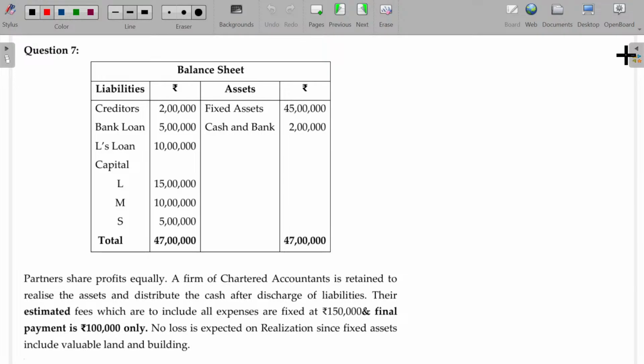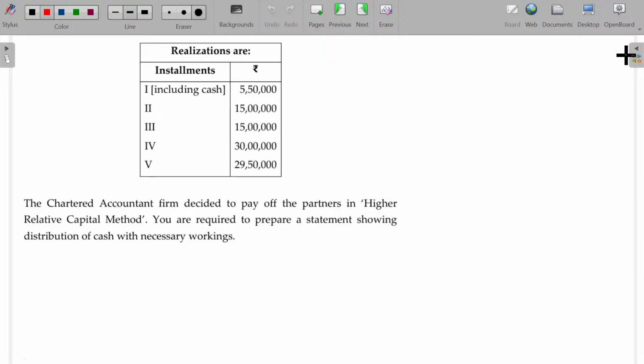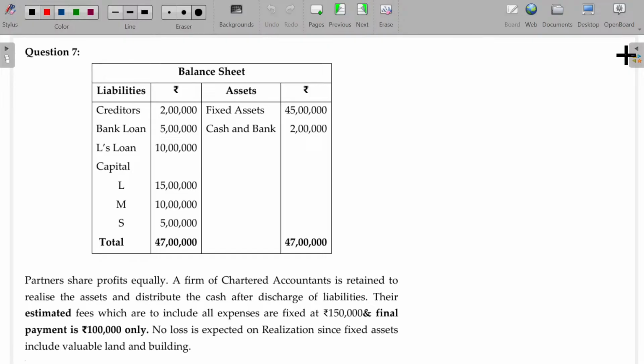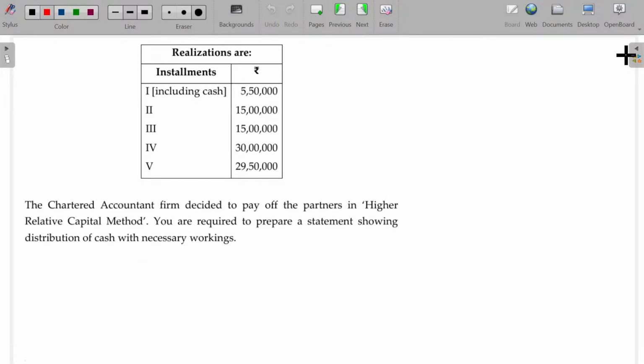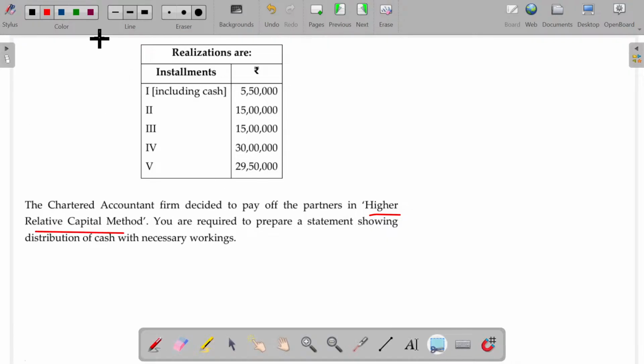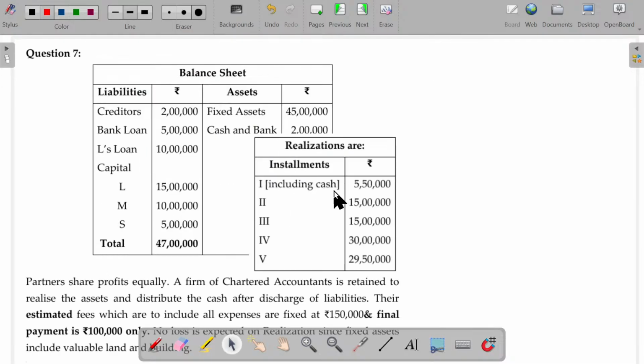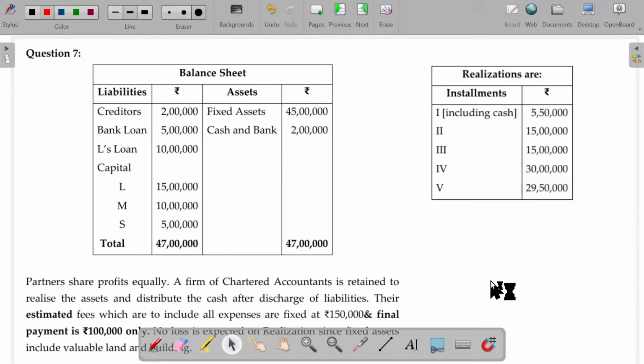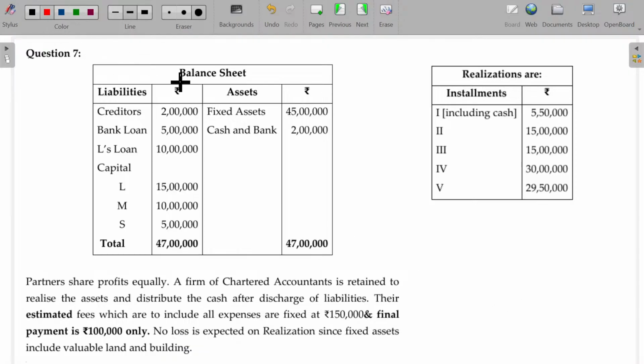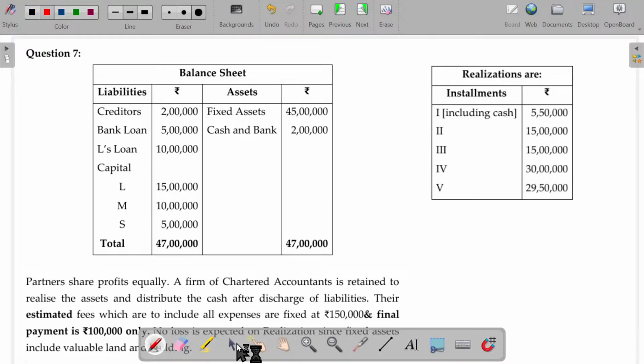We'll now go for a comprehensive illustration, question number 7. What method we have to follow? Higher relative capital method you have to follow. Capital proportionate method. And amount realized given here for realization. So a comprehensive illustration.